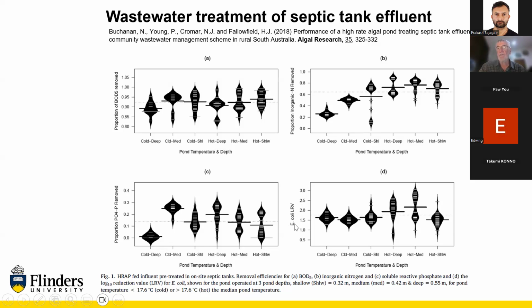So this is the amount of E. coli: the difference between the amount of E. coli coming into the high rate pond and the amount of E. coli going out of the high rate pond, what's been removed in terms of log differences.